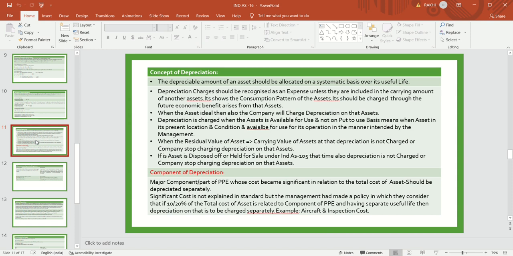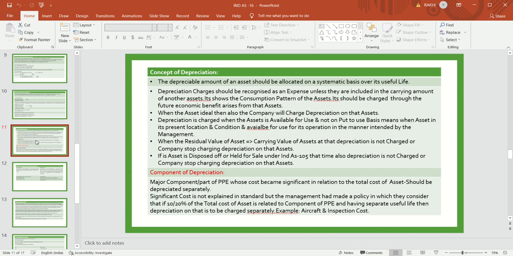So when the asset is kept idle, that time also the depreciation is to be charged. There is no point in saying that the asset is kept idle so we will not charge depreciation on it. When the asset is kept idle, take the COVID example. That time no production was there, all businesses were closed down. That time also the asset depreciation is to be charged even when the asset is not used.